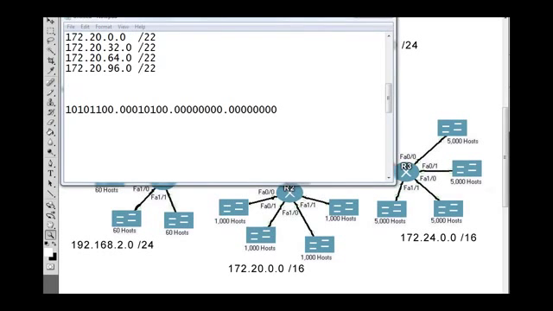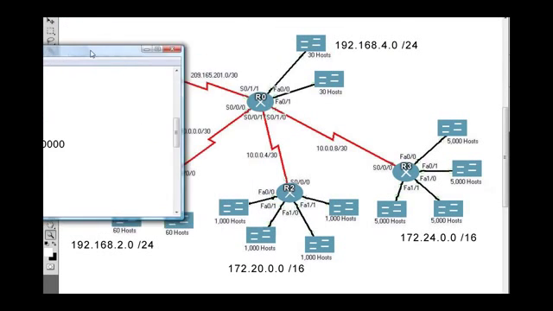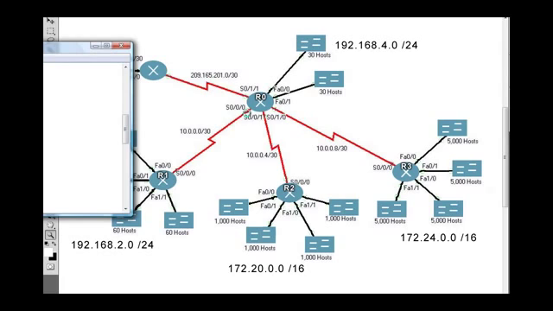Alright, let's do the next network. For the next network, router 0 wants to put in a static route to reach all of these 4 networks off of the R2 router. So router 0 needs to basically put in a static route to reach these 4 networks right here. Okay, and I'll show you how to do that.